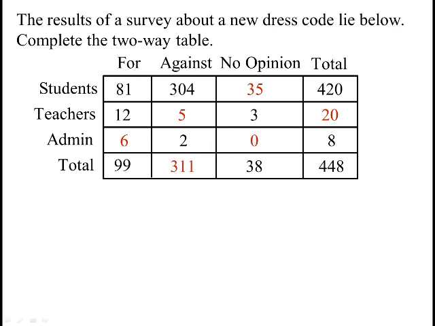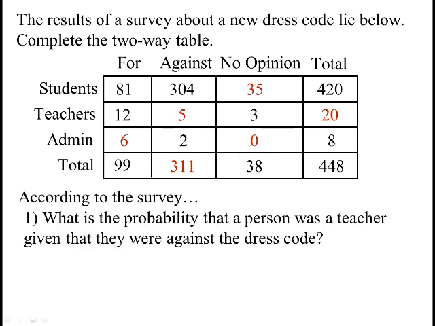And you just basically complete the chart. And then make sure that it works in all directions. You know, it works horizontally and works vertically. And then we'll answer a few questions. What is the probability that a person was a teacher given that they were against the dress code? Now, this is worded really weird, and even weirder is the notation for it.